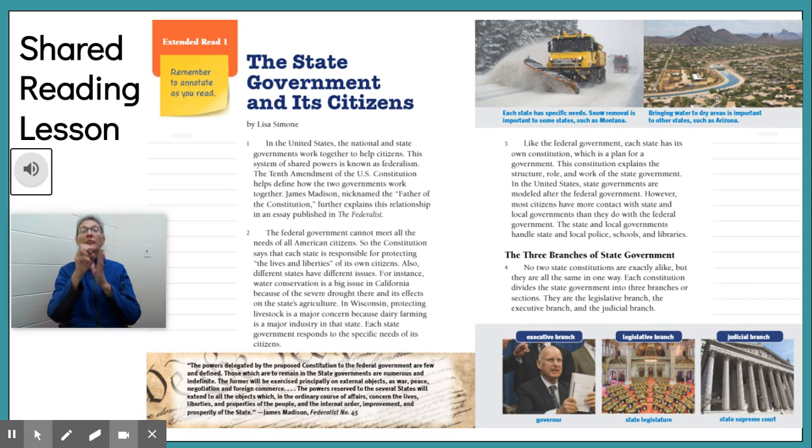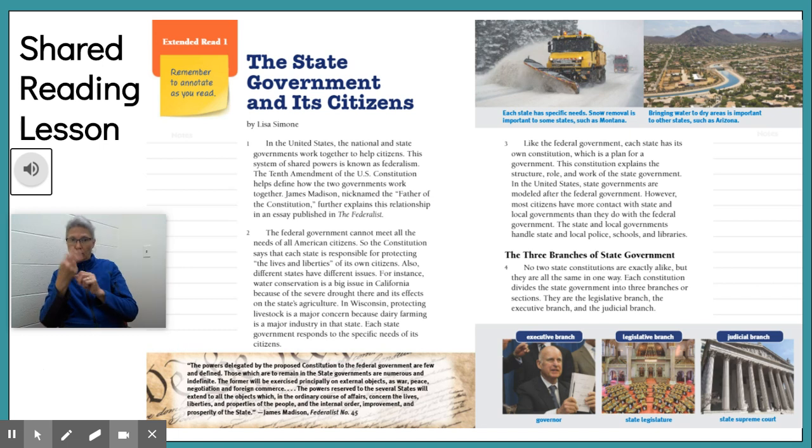The State Government and Its Citizens by Lisa Simone. In the United States, the national and state governments work together to help citizens. This system of shared powers is known as federalism. The 10th Amendment of the U.S. Constitution helps define how the two governments work together.